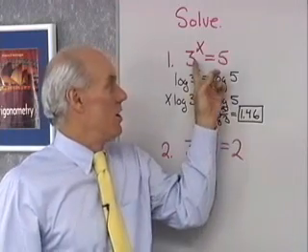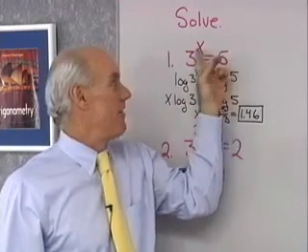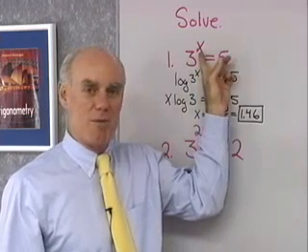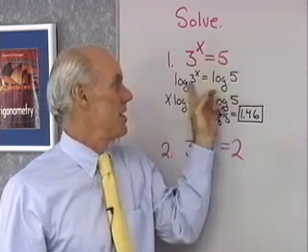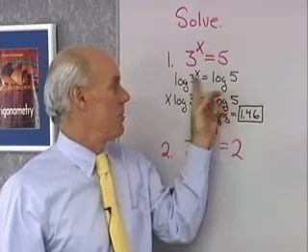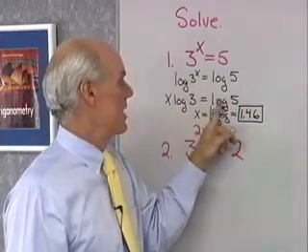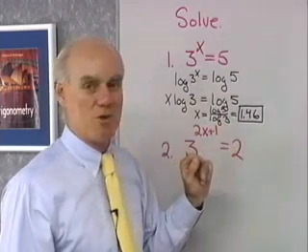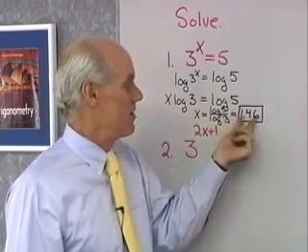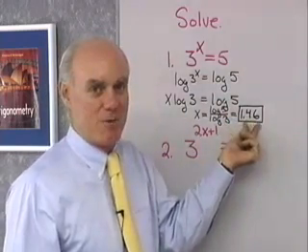Okay, so 3 to the x is equal to 5. I want to take this exponent right here and make it a coefficient. I can do that by taking the log of both sides. Apply property 3 for logarithms. That exponent becomes a coefficient. Divide both sides by log 3. I end up with a nice quotient right here. I have an exact value, and then using my calculator, I have an approximate value.